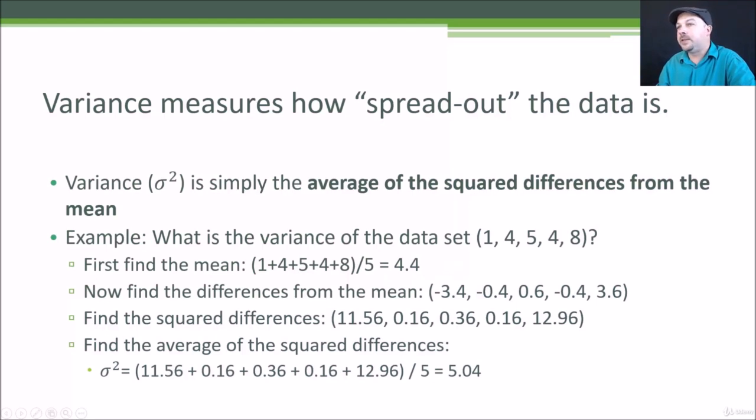Now the next step is to find the differences from the mean for each data point. I know the mean is 4.4, and my first data point is 1, so 1 minus 4.4 is negative 3.4. 4 minus 4.4 is negative 0.4, and so on and so forth. Okay, so I end up with these both positive and negative numbers that represent the variance from the mean for each data point. But what I want is a single number that represents the variance of this entire data set. So the next thing I'm going to do is find the squared differences.